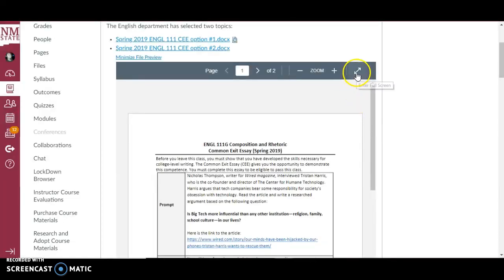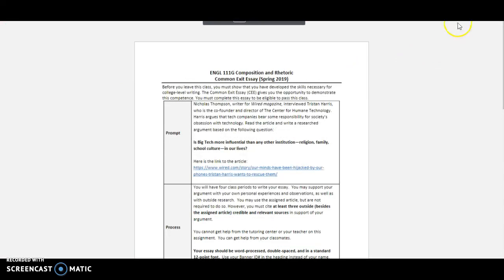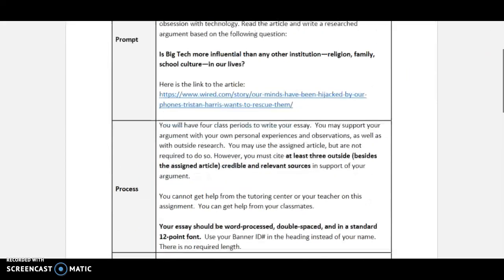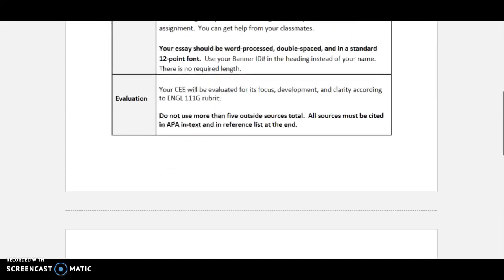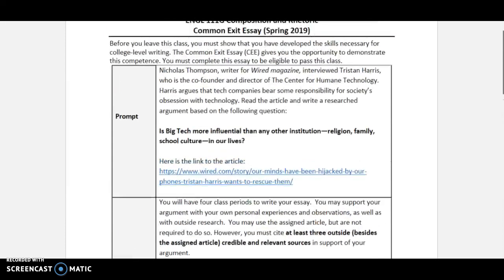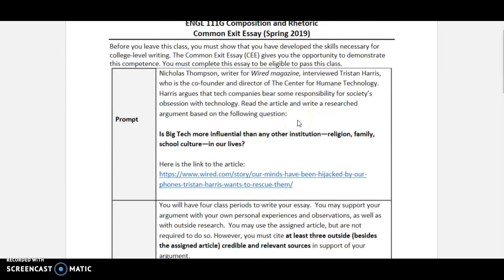So let's go ahead and look at the second topic. Now this is the second option. Like I said, you have to choose one of these topics. The instructions are all the same. As you can see, you still need 3 outside sources, except that the question is different. This one is from Wired Magazine. Now notice how this one gives you the author, and it says that they interviewed Tristan Harris.